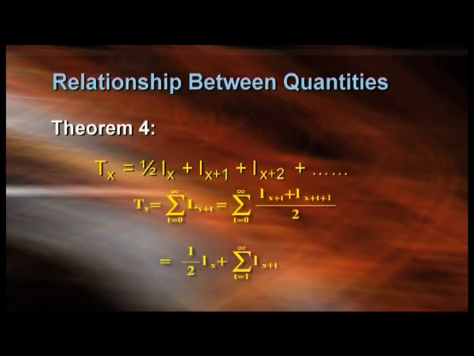Theorem 4. T(x) is equal to half l(x) plus l(x+1) plus l(x+2) and so on. Proof. By definition, T(x) is equal to the summation of l(x+t) with upper limit infinity and t equal to 0, which is equal to the summation, upper limit infinity, t equal to 0, of half of l(x+t) plus l(x+t+1), which is equal to half of l(x) plus the summation of l(x+t), upper limit infinity, t equal to 1.